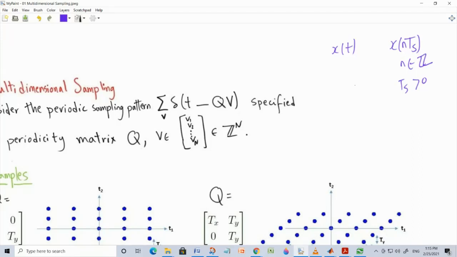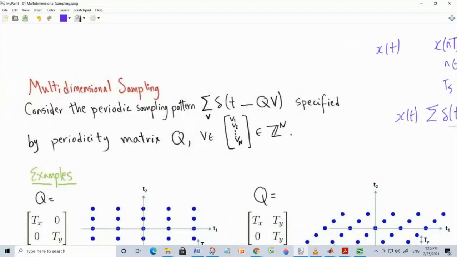So we can model this by saying that x of t is multiplied by a train of Dirac deltas that looks like this. Now, in multiple dimensions, what is the equivalent of the train of Dirac deltas? Well, things are complicated if you have 2 dimensions or more. Basically, there will be a pattern for the Dirac deltas, and this will be characterized by a periodicity matrix Q. So Q is a periodicity matrix. It is invertible, and it tells you what is the pattern of your sampling.